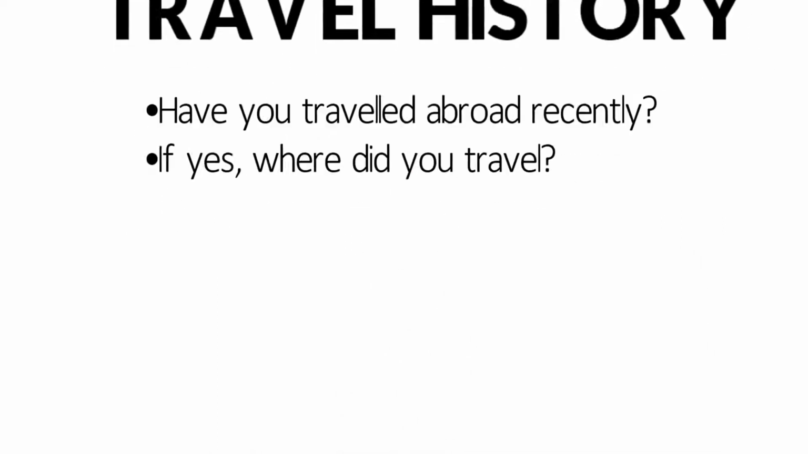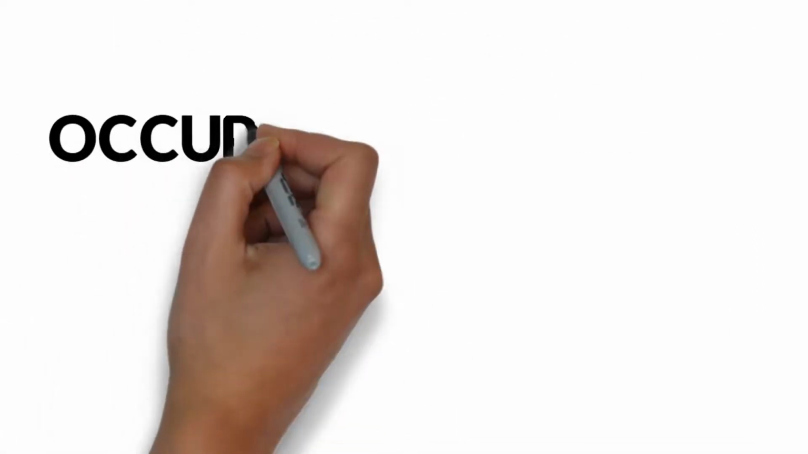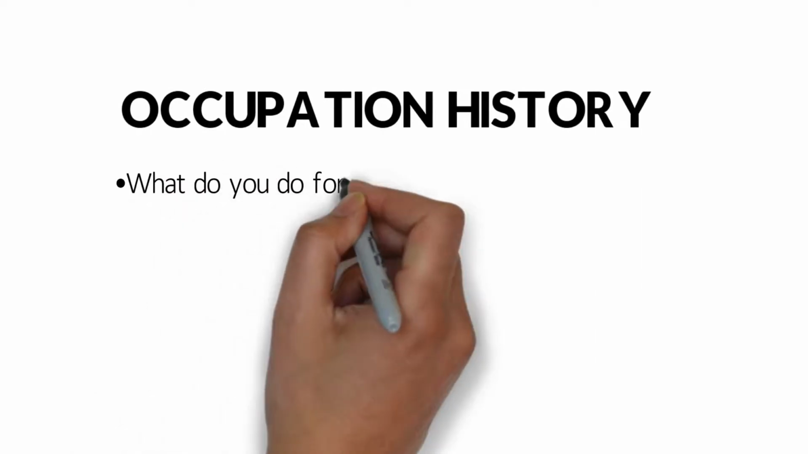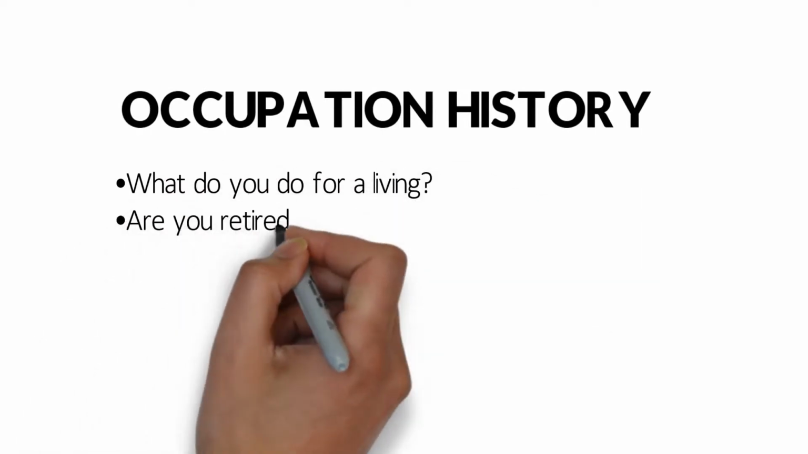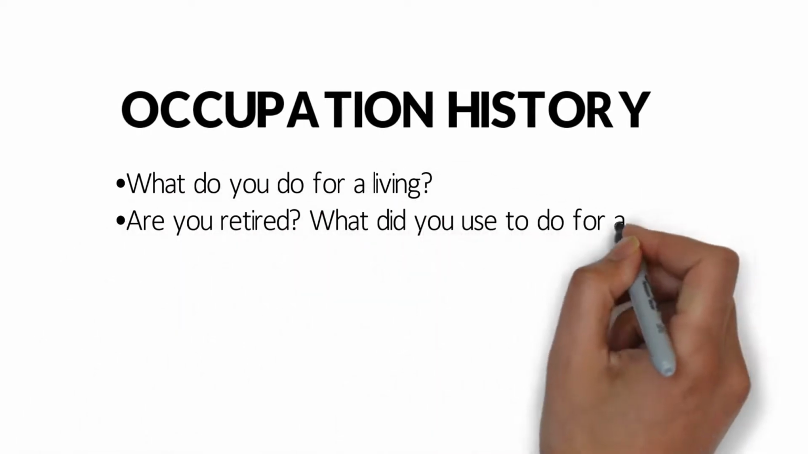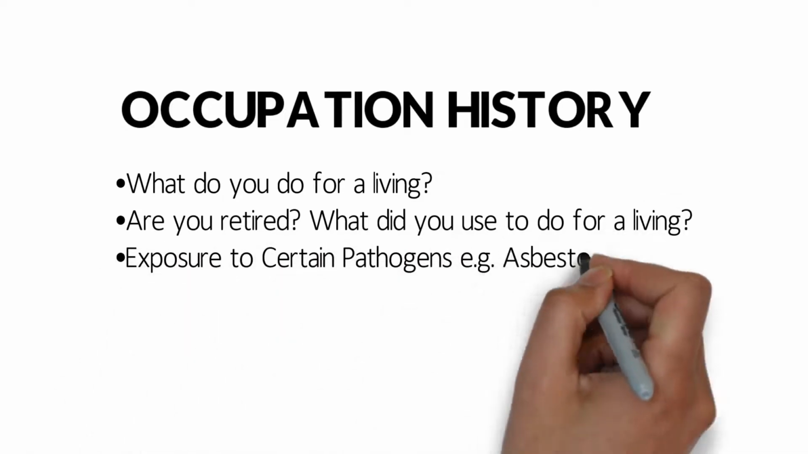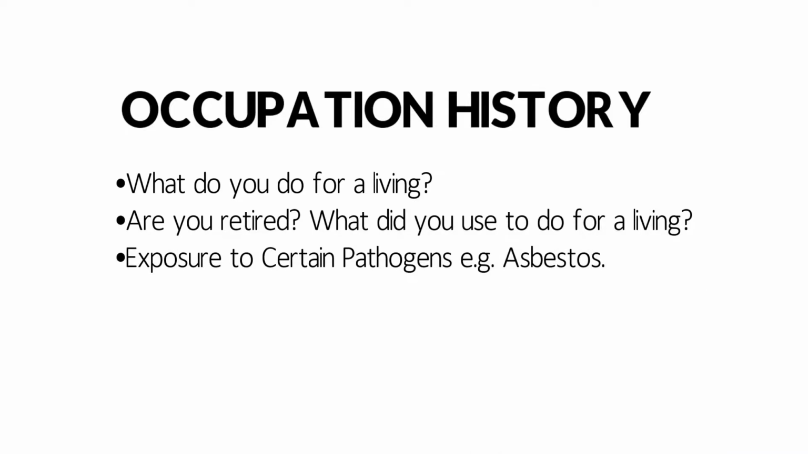The next part is occupation history. In this part, we take the patient's job details and if he's retired, then what he used to do for a living. We also need to take a history for exposure to environmental pathogens, like a patient working in a dockyard may have exposure to dust containing asbestos, so the patient is most likely to suffer from asbestosis.